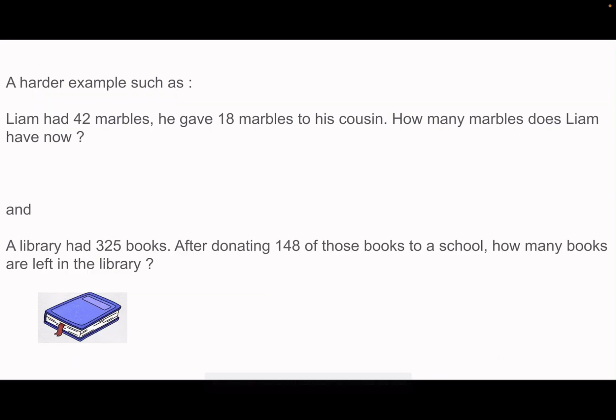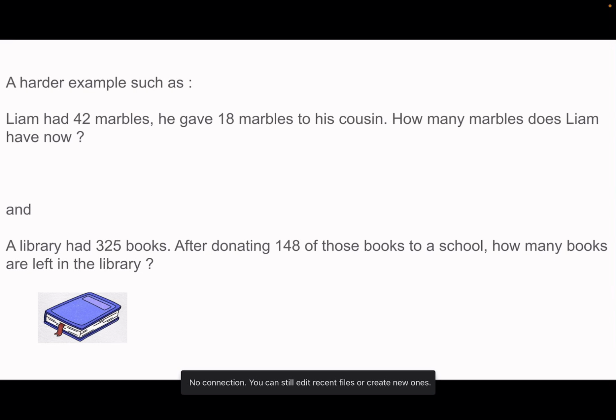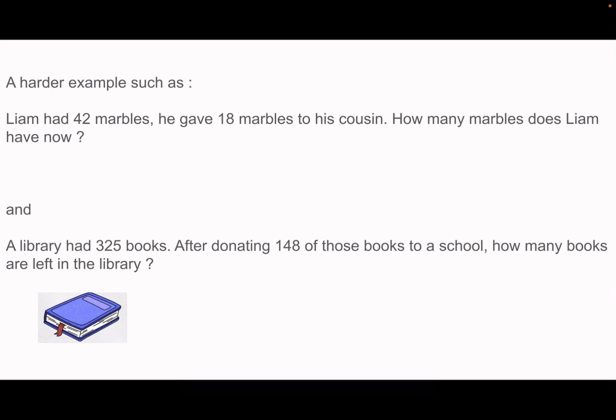A harder example, let's say double digit subtraction, would be: Liam had 42 marbles. He gave 18 marbles to his cousin. How many marbles does Liam have now? Of course, it's going to take a long time to draw 42 marbles. So in this case, we can split them up, analyzing which one would go first. Liam has 42 marbles. The total will always go first. So in this case, 42, and then 18 marbles after that.